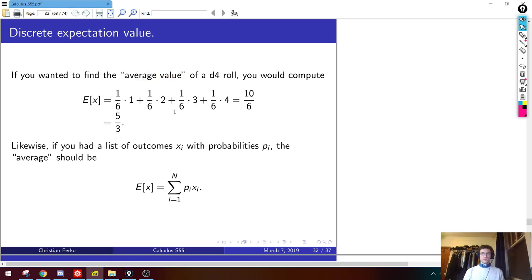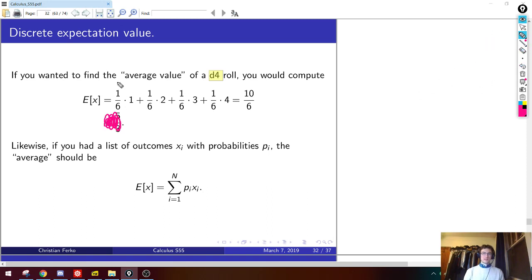I thought that said D6 and not D4, so I was like, how did you get 5/3 when everyone knows it's 3.5? Oh, you know what? I started with D6, so that's why it's 1 over 6, and then I changed it. I decided I wanted to change it to a D4, but I didn't change all the denominators, so I really screwed up here. Sorry. But yeah, let's do the D4 properly.